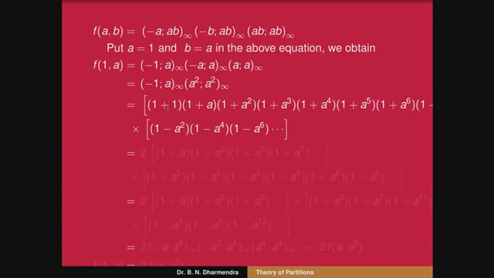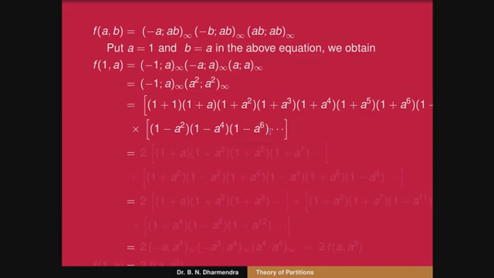Here 1 plus 1 is 2, which you can take outside. For the remaining terms, we collect 1 + a² and 1 − a², then 1 + a⁴ and 1 − a⁴, then 1 + a⁶ and 1 − a⁶. Likewise, on one side we collect the odd-numbered terms, and on the other the even-numbered terms, both positive and negative.